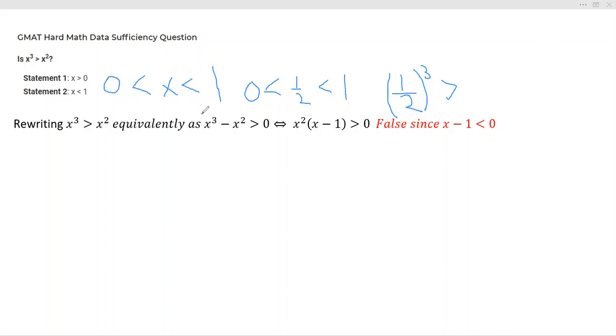So picking a representative number, we picked 1/2, and we're substituting it in, and we end up with this statement right here. Now, of course, that's the same thing as saying 1/8 is greater than 1/4, right? And of course, that's obviously false.